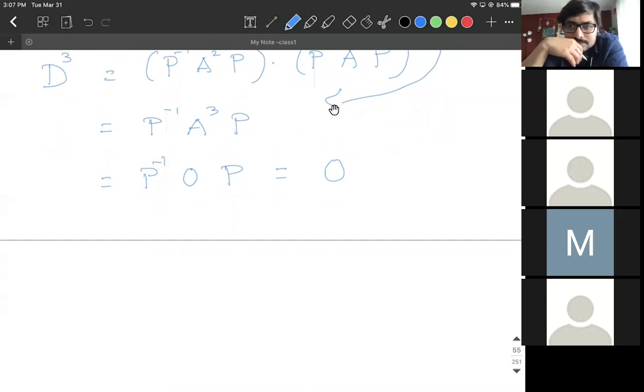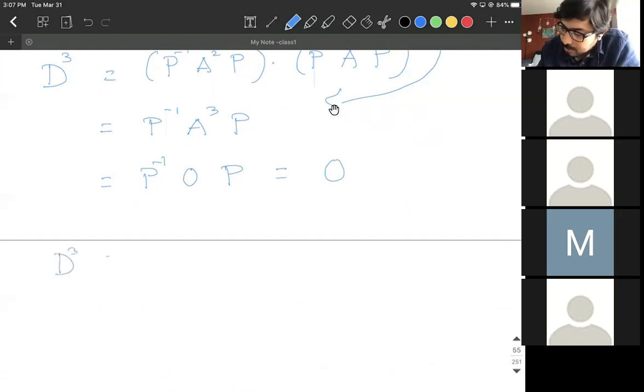Any ideas? Zero matrix? What's that? Is it the zero matrix? You mean D is the zero matrix? Yes, exactly. So let's elaborate on what he's saying.